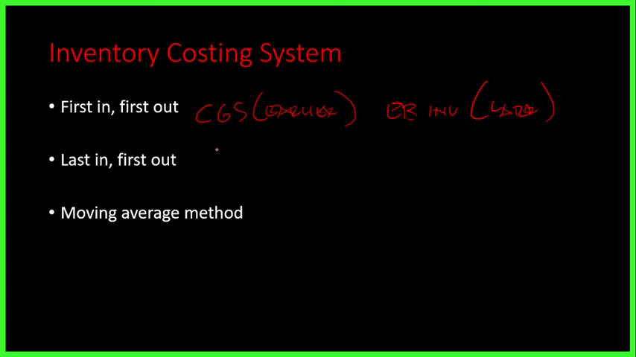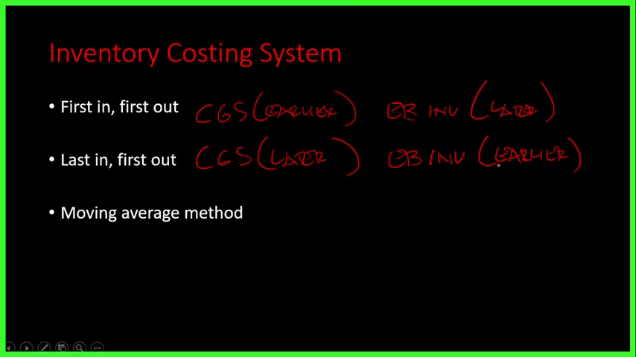For last in, first out, your cost of goods sold will come from your later purchases, while the ending balance of your inventory will come from your earlier purchases. So, let's pretend that I have the best handwriting na lang. I'll discuss moving average later, but let's have an example for FIFO and LIFO muna. Paano ba to? Let's just use white para hindi kayo malito.